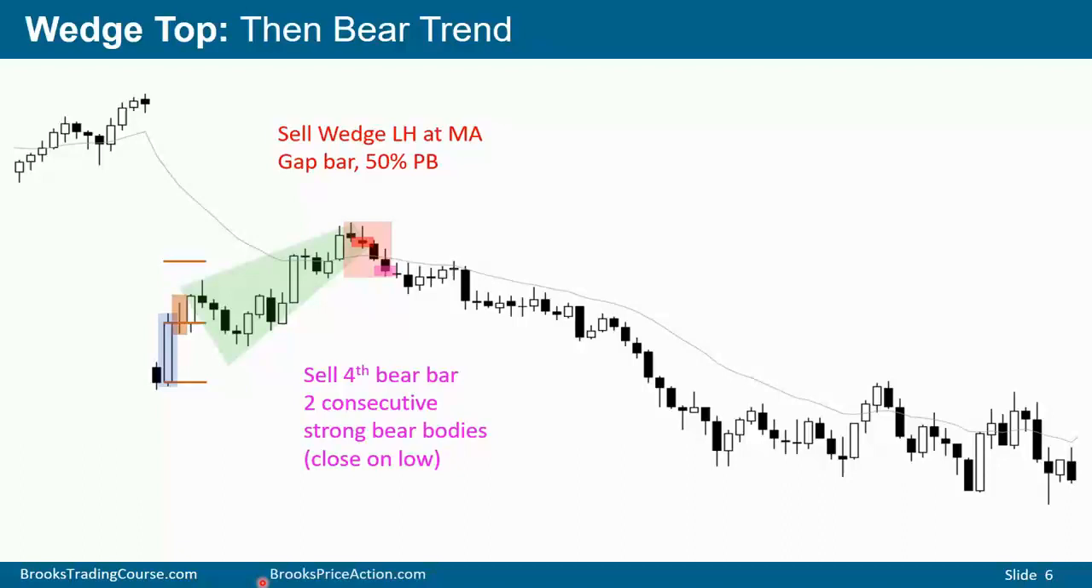Some traders prefer a higher probability trade, and they'll wait for 3 or 4 consecutive bear bars, with 1 or 2 of them closing near their lows, and then they'll sell the close of the bear bar. Now it's a higher probability bet that will go at least a little bit lower. Again, stop above the top of the wedge.